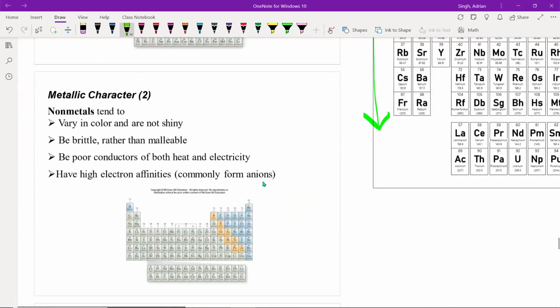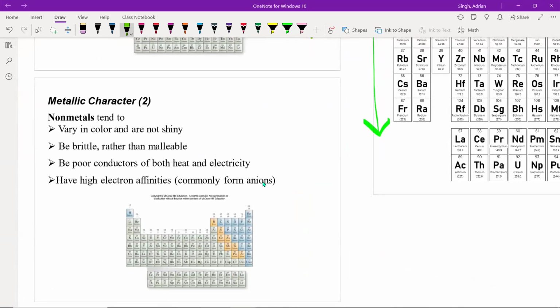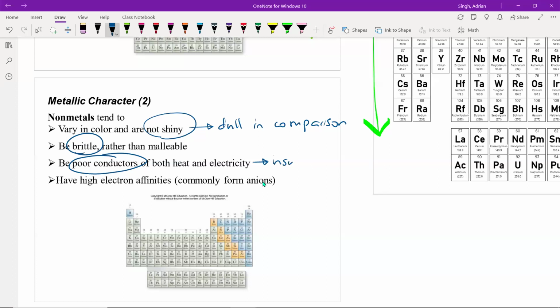Non-metals, on the other hand, are sort of polar opposite to the metals. So these tend to have differences in color, so they're more varied, in other words. They are not shiny, so they tend to actually be dull in comparison to metals. And instead of being malleable and ductile, they tend to be brittle. So they'll actually break if you try to pound them into sheets or draw them into wires. And instead of being good conductors of heat and electricity, these are poor conductors of heat and electricity. And we refer to those then as insulators.